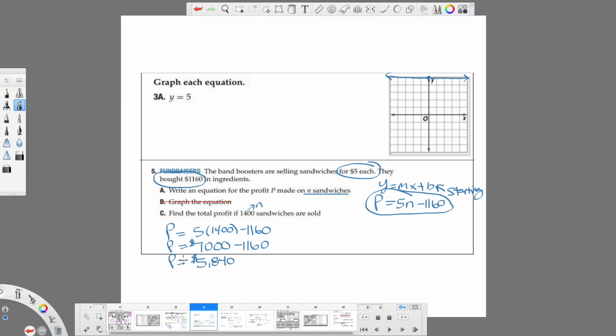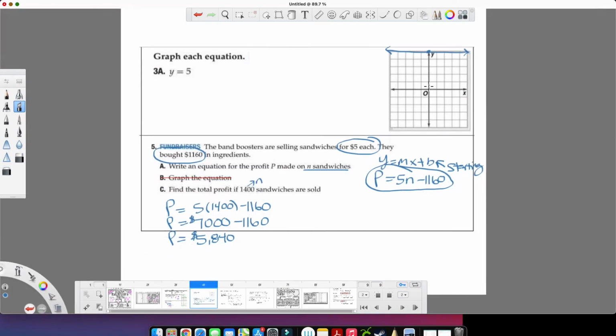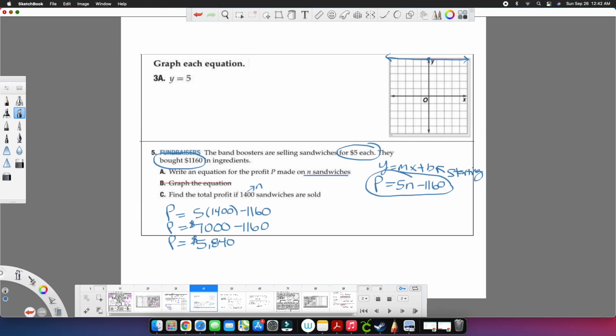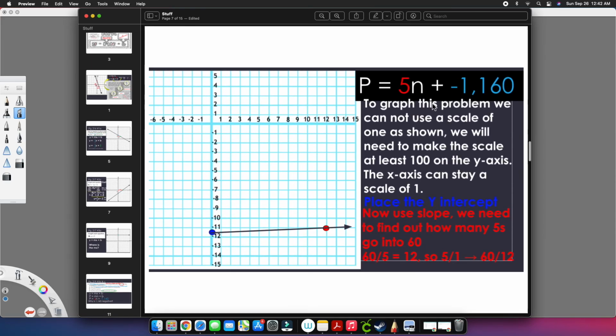So really quick, I'm going to go back and show you the graphic for the graph because I have it. So here's what it looks like when we graph it. And if you notice, it says to graph this problem, we cannot use a scale of 1 as shown on this. So usually we have a graph, 1, 2, 3, 4, 5, 6, 7, 8, 9, 10. Same thing going down to negatives. So usually we can do that.